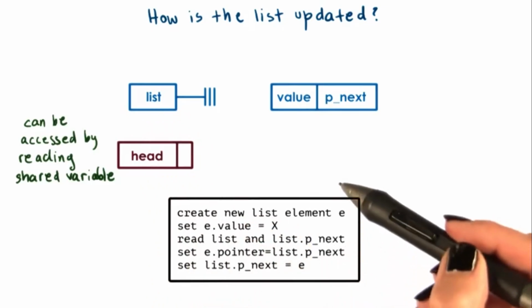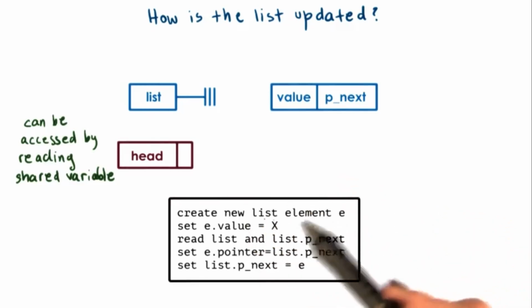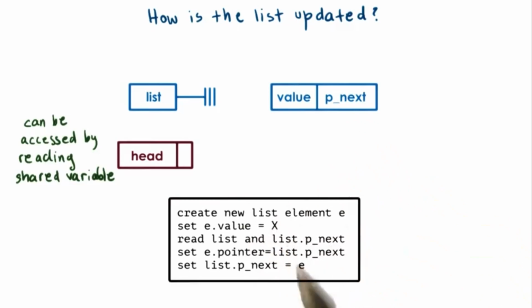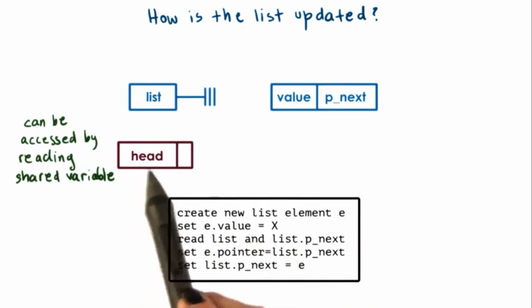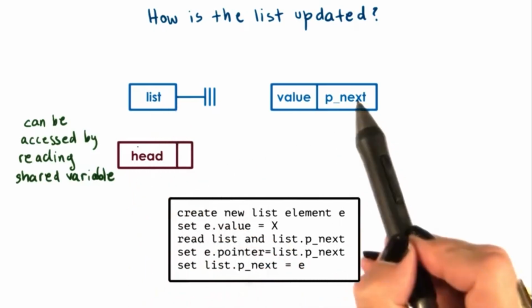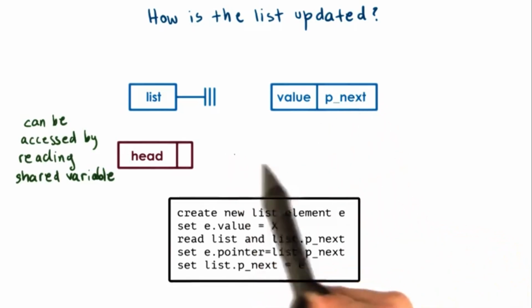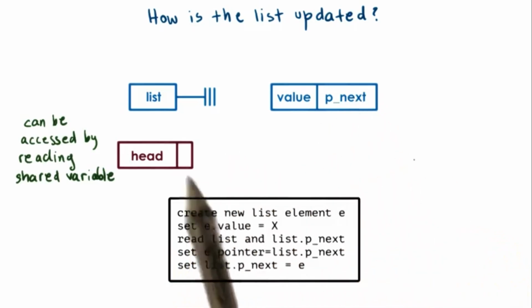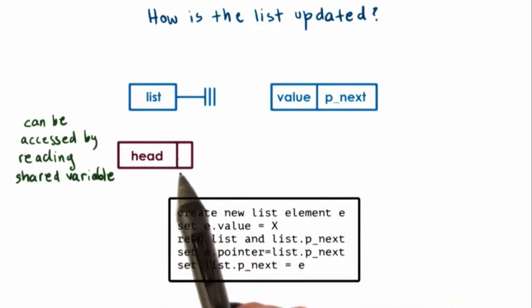Then each thread that needs to insert a new element in the list will first create an element and set its value, and will then have to read the value of the head of the list, so this element list, and then it will have to set its pointer field to point to whatever is still in the list, and it will have to set the head of the list to point to the newly created element.